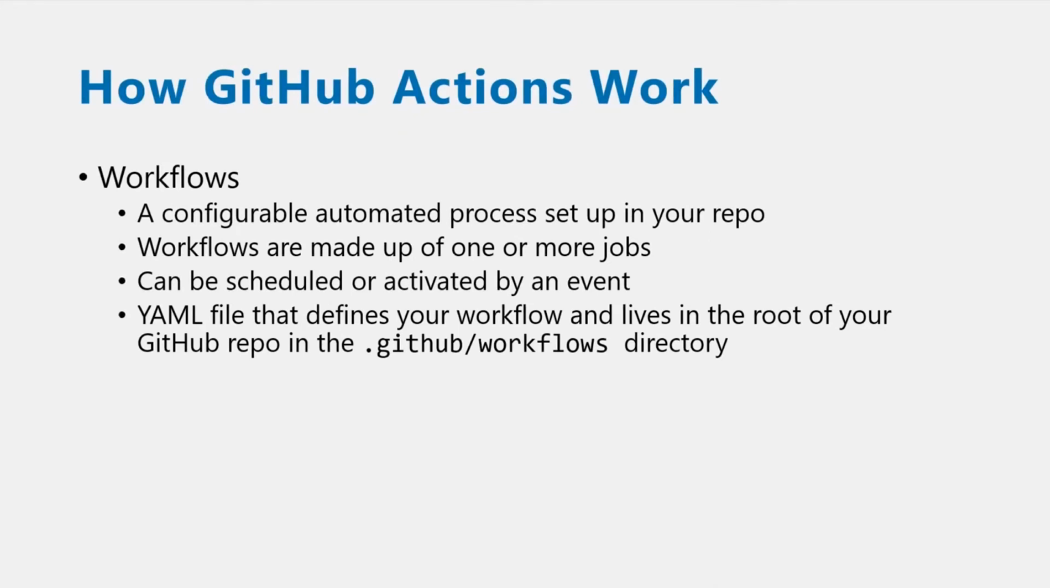So at the basis of it is a workflow, and a workflow is basically a configurable automated process set up in your repository. Workflows are made up of one or more jobs, and those can be either scheduled or activated by an event. They're basically just a YAML file that defines your workflow, and it lives in the root of your GitHub repo at the .github/workflows directory. You can call it anything you want. I think for our example, we can call it build-and-deploy.yml. So we have that file. It's a simple text file that lives in the .github/workflows folder in your repository, and that's where you configure everything.